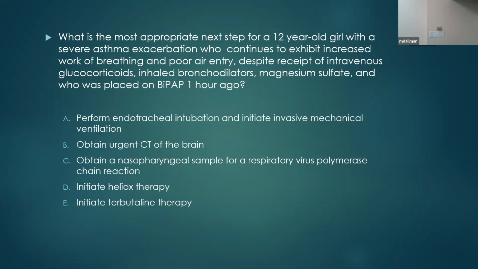All right. What is the most appropriate next step for a 12-year-old girl with a severe asthma exacerbation who continues to exhibit increased work of breathing and poor air entry despite receipt of intravenous glucocorticoids, inhaled bronchodilators, magnesium sulfate, and who was placed on BiPAP 1 hour ago? A, perform endotracheal intubation and initiate invasive mechanical ventilation. B, obtain urgent CT of the brain. C, a nasopharyngeal sample for respiratory virus polymerase chain reaction. D, initiate heliox. E, initiate terbutaline therapy. E it is. Very good.